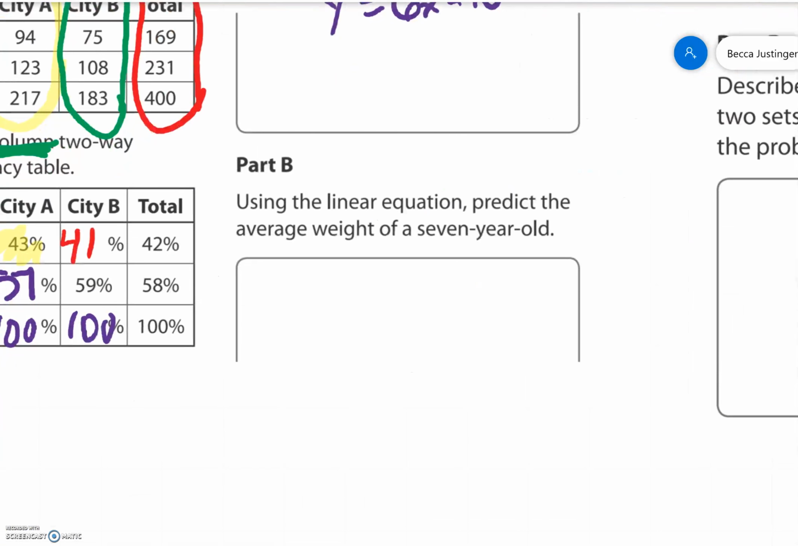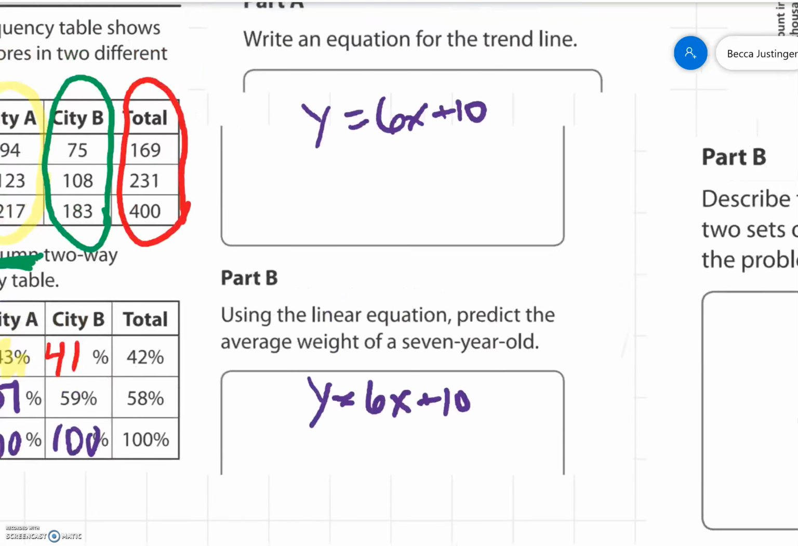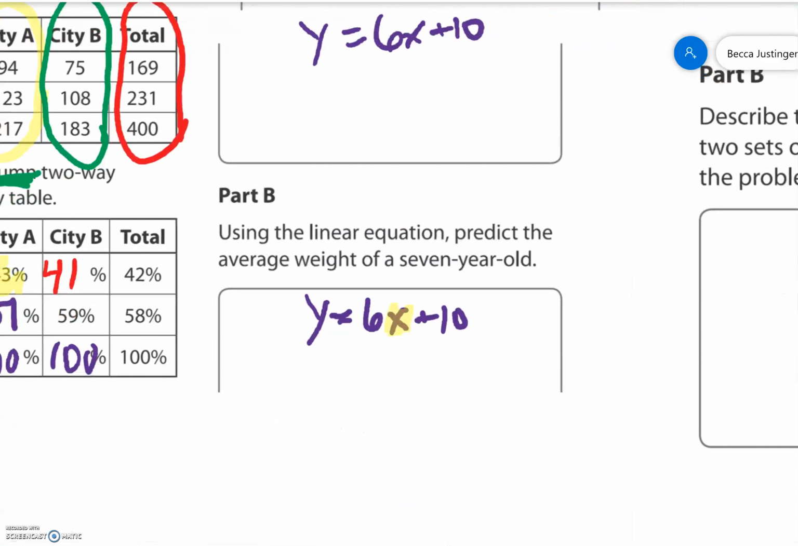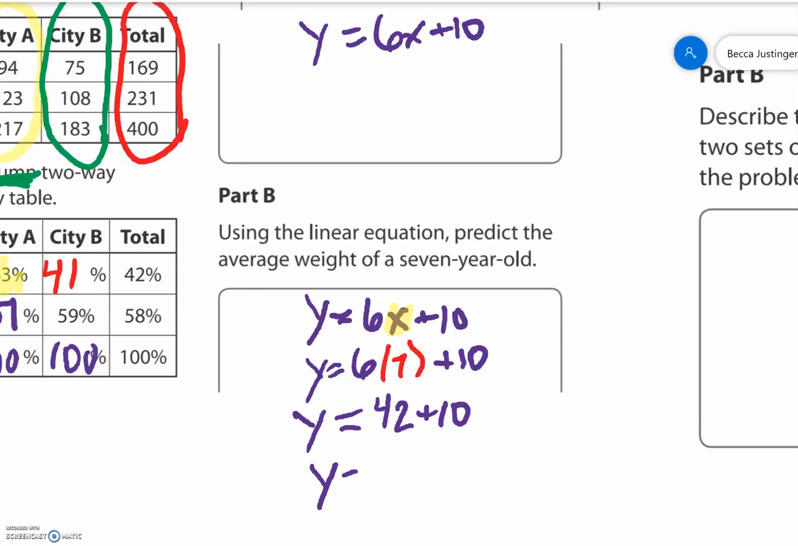Next, part B, using this linear equation, so y equals 6x plus 10, predict the average weight of a 7-year-old. Well, if we see here, age is on the x-axis. So that means I'm going to plug the age in for x. So I'm going to rewrite the equation, y equals 6, but instead of x, I'm going to put in 7 plus 10. PEMDAS tells me I have to multiply first, so 6 times 7 is 42. Now I'm going to add 42 plus 10, so the average weight of a 7-year-old is 52 pounds.